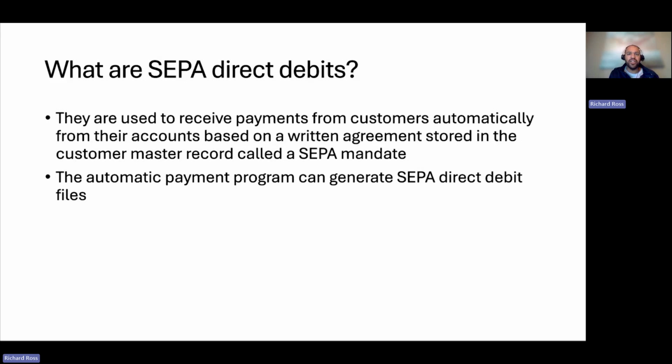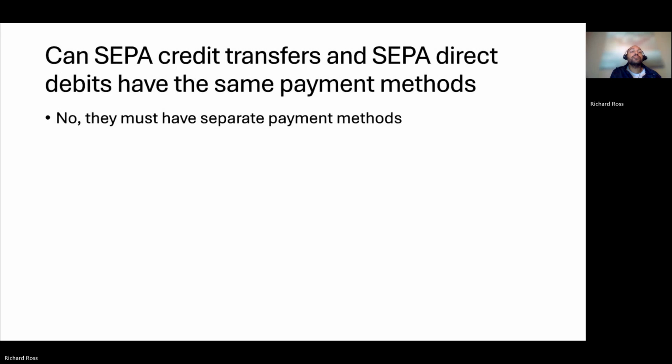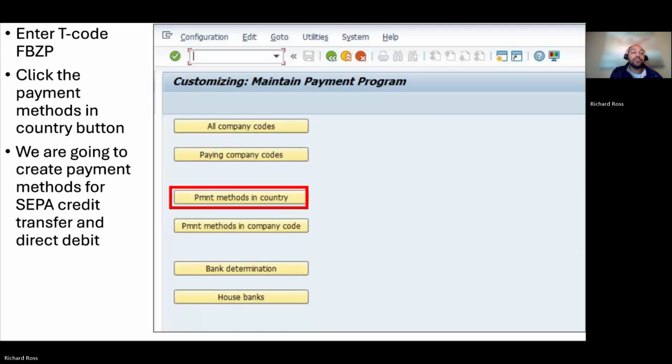What are SEPA direct debits? They are used to receive payments from customers automatically from their accounts based on a written agreement stored in the customer master record called a SEPA mandate. The automatic payment program can generate SEPA direct debit files. Can SEPA credit transfers and SEPA direct debits have the same payment methods? No, they must have separate payment methods.